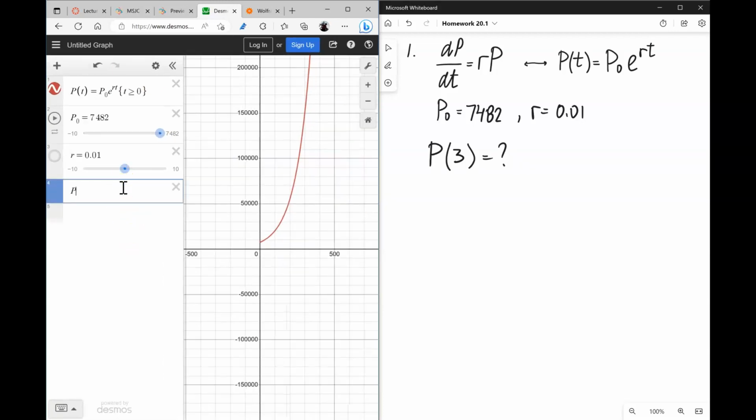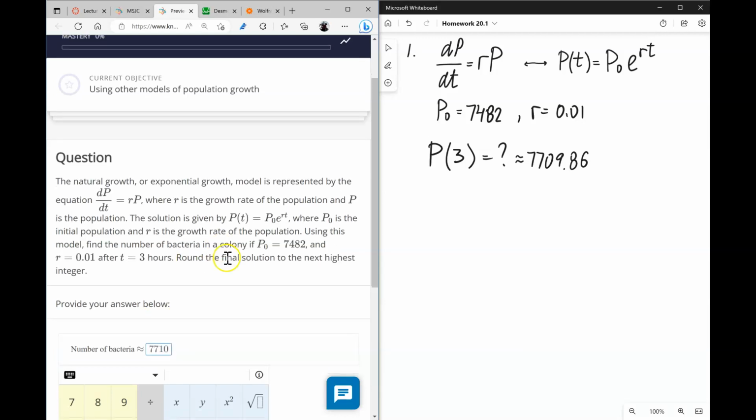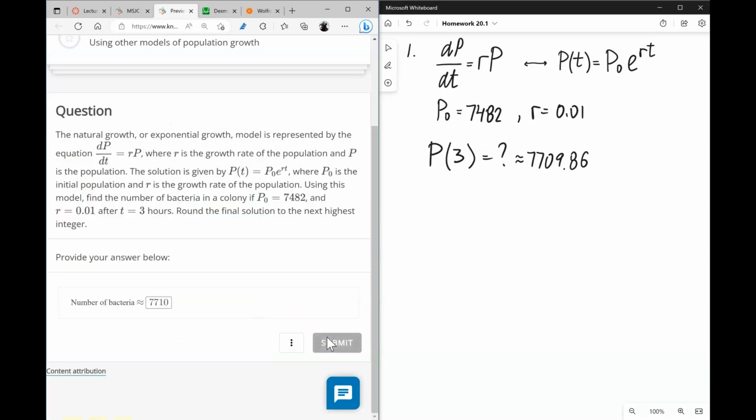Now that we entered all the parameters, we are ready to answer the question. And the answer is approximately 7709.86, but we're going to round it, I believe, up, because bacteria can only be counted as integers, and this will be the answer.